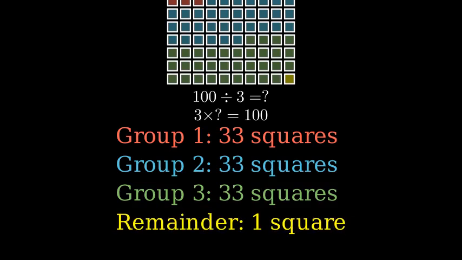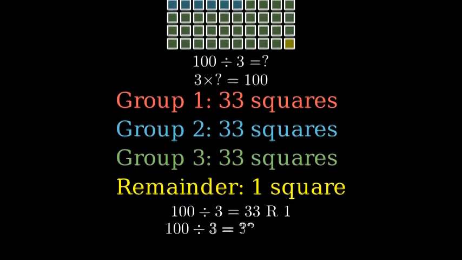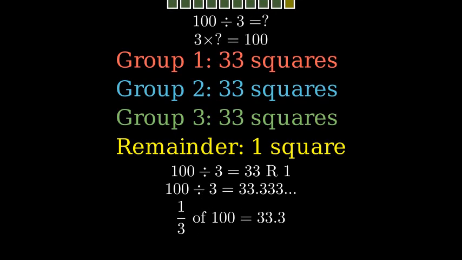So when we divide 100 by 3, we get 33 with a remainder of 1. As a decimal, this is 33.333, continuing forever. Therefore, 1/3 of 100 is 33.333. We can round this to 33.3 for most practical purposes.